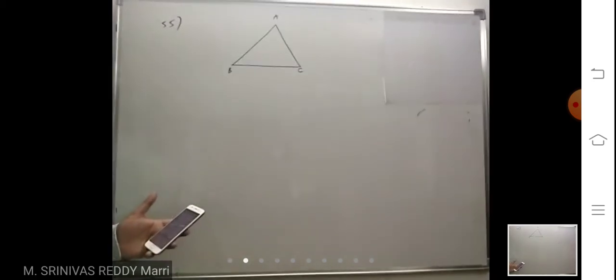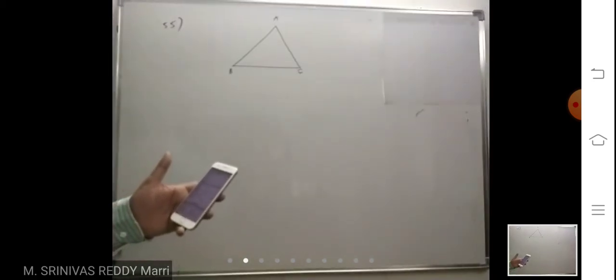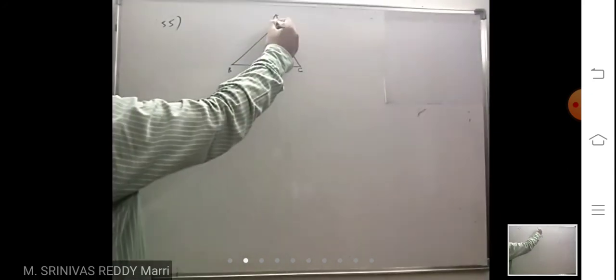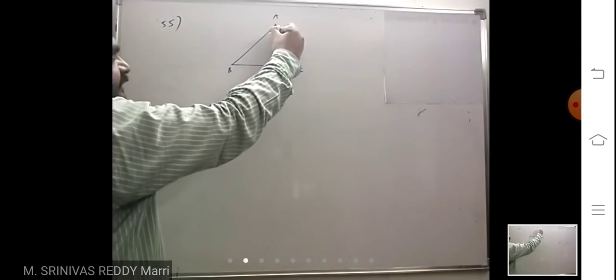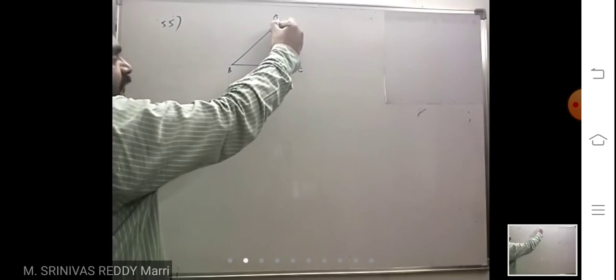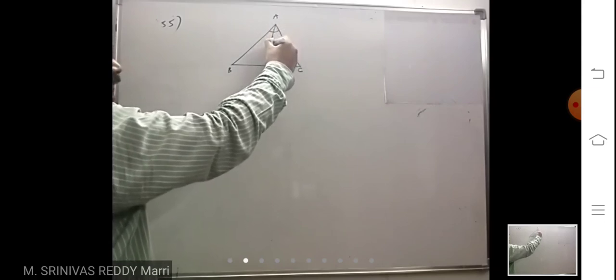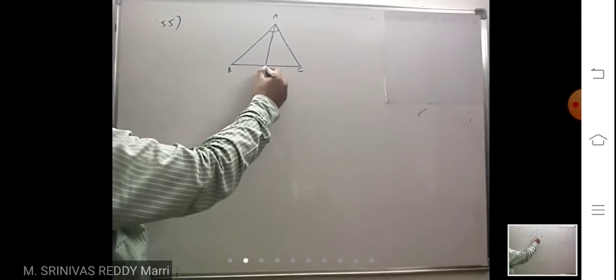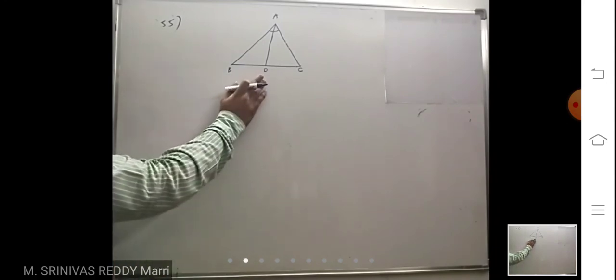This is triangle ABC. The internal bisector of angle A of triangle ABC meets the side BC at D. This is the internal angle bisector, which means it is bisecting this angle. It is meeting the side BC at D. Right? This is the one.